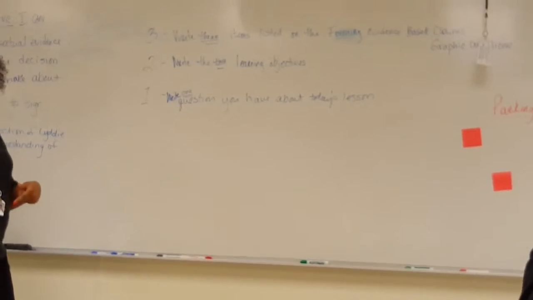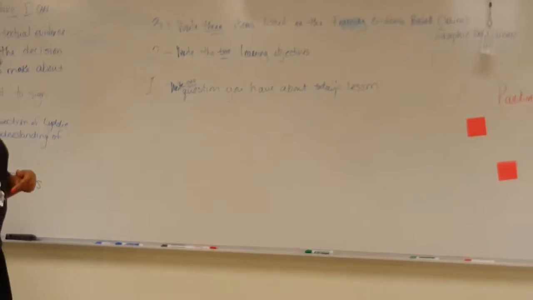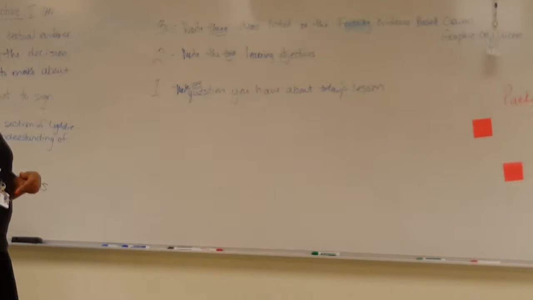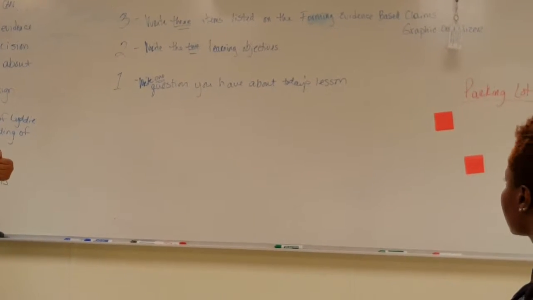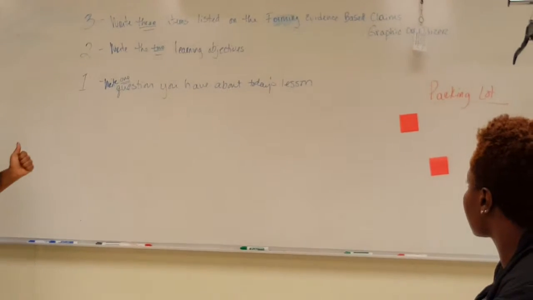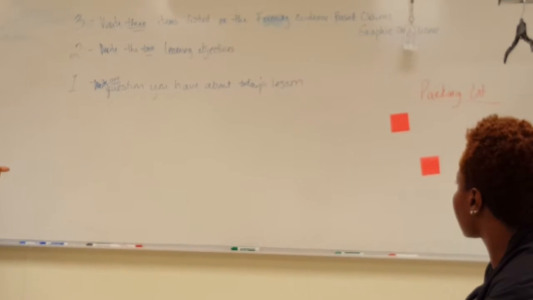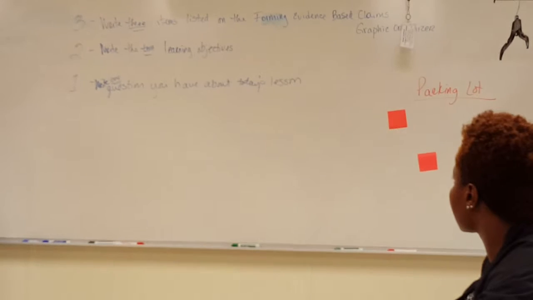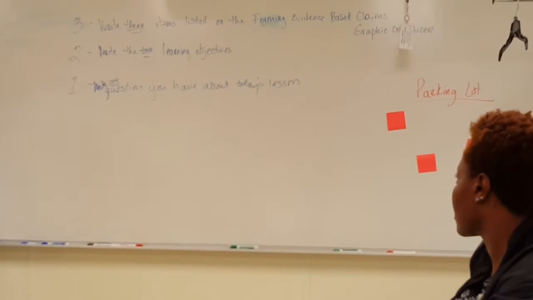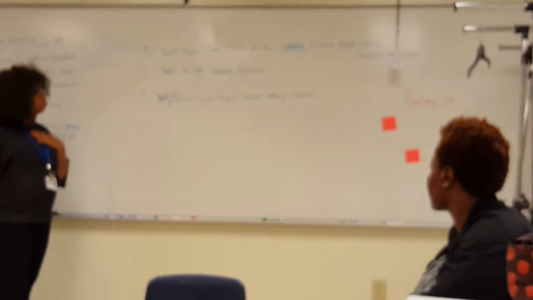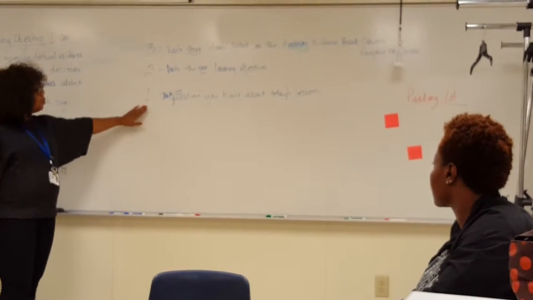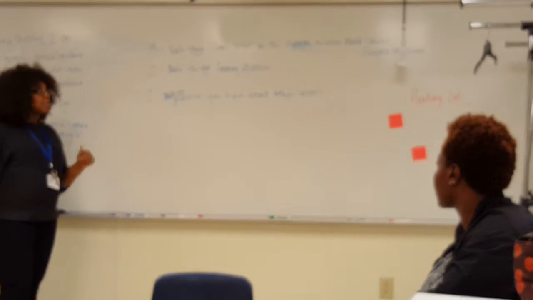So for those of you viewing this, the 3-2-1: for the 3, she says, write 3 items listed on the forming evidence-based claims graphic organizer provided by Expeditionary Learning. The 2 would be to write the 2 learning objectives. And the last one would be write a question that you had about today's lesson.